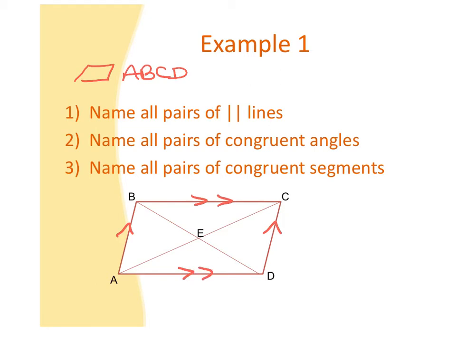So we can see that AB is parallel to CD. You could also say BA and CD. You can switch the letters on this. Okay, then the other pair is the one with the two arrows there, and you can say BC is parallel to AD.